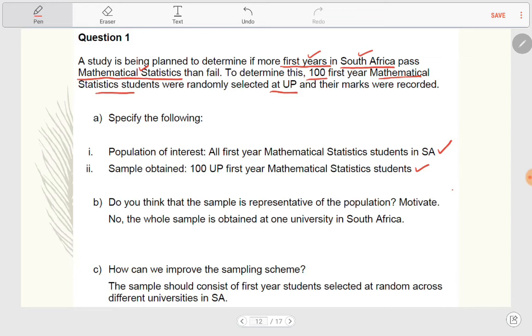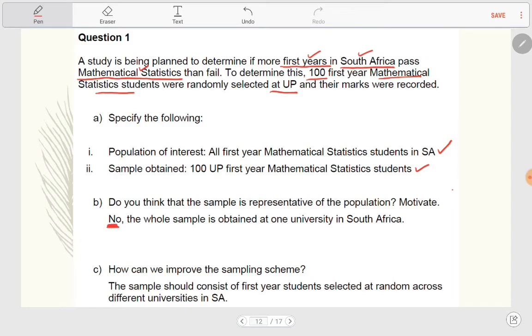And then in part B, do you think that the sample is representative of the population? What I'm asking here is, when you look at this sample, can you think of it as a mini version of the full population? Does this sample represent all of the characteristics of the entire population, or at least, if not all of them, most of them? That is what will make a representative sample. And in this case, the answer would be no. I hope you agree with this.